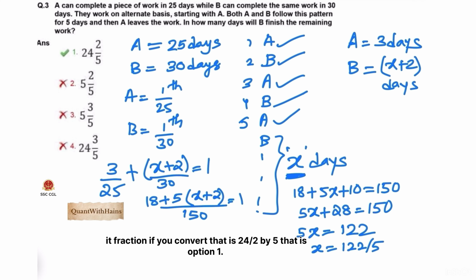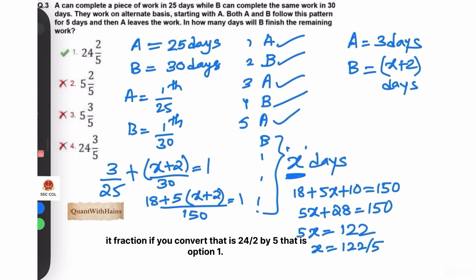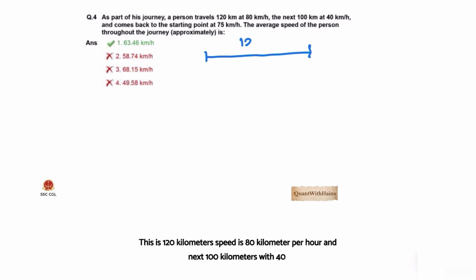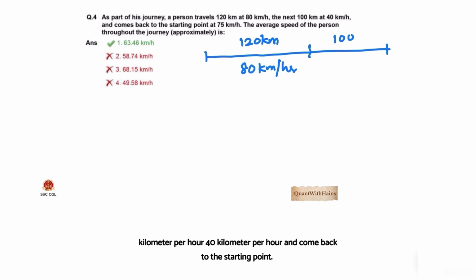In mixed fraction if we convert, that is 24 2/5, that is option 1. Here fourth question is a time and distance problem. As part of his journey, a person travels 120 kilometers with 80 km per hour speed. This is 120 kilometers. Speed is 80 km per hour. And next 100 kilometers with 40 km per hour. And come back to the starting point.